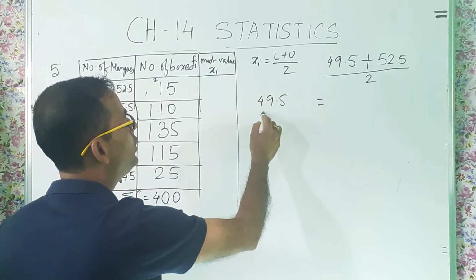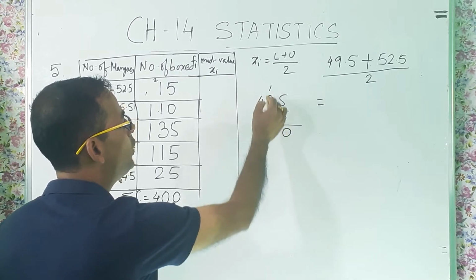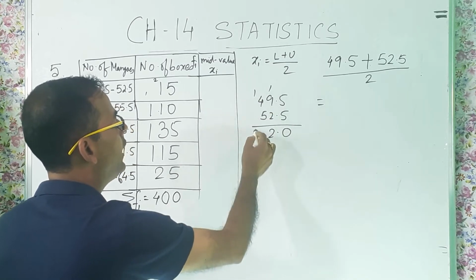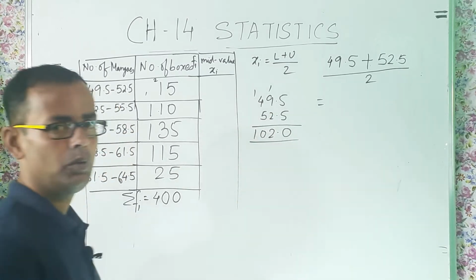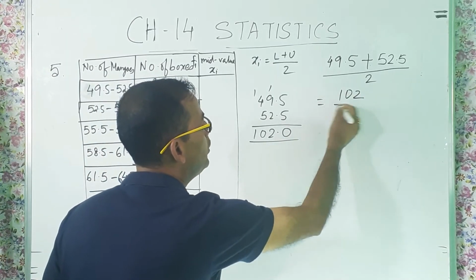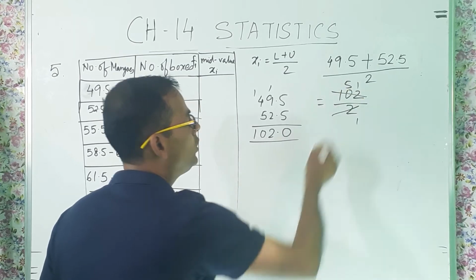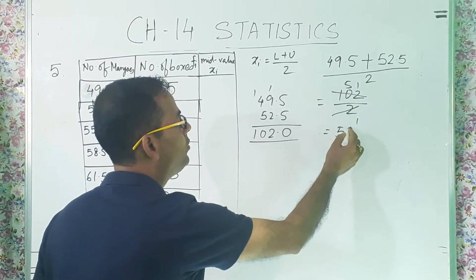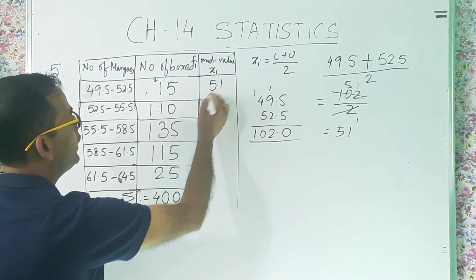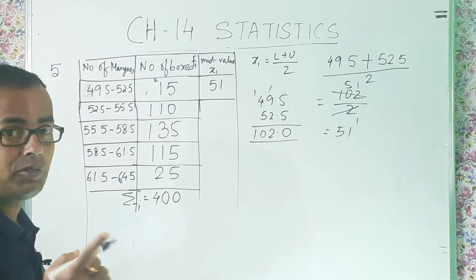49.5 and 52.5. So, 5 plus 5, 10, 1 carry, 9, 10, 12, 1 carry, 4, 5, 10. So, what you get? 102. So, we will write 102 by 2. So, 2 1s are 2, 2 5s are 10, 2 1s are 2. So, you are getting 51. So, we will write here 51. Clear?